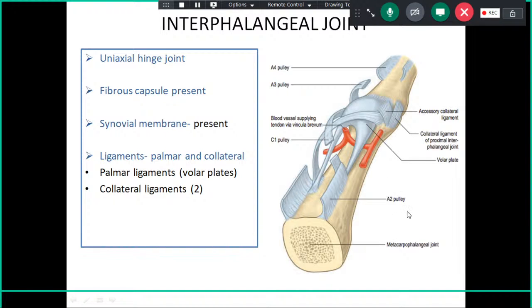Pulleys hold all the tendons in position in the digits, so they have a pulley-like action. The A1 to A5 pulleys, we call them the pulleys here. A is for annular pulley, C is for cruciate. Can you see the cross pattern which is happening? These are the cruciate pulley structures.